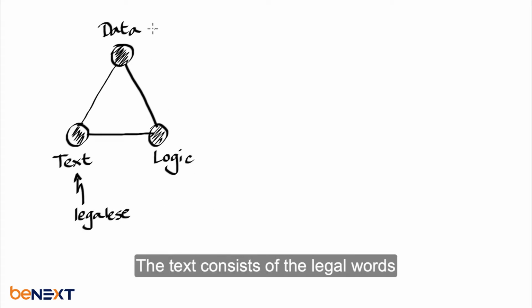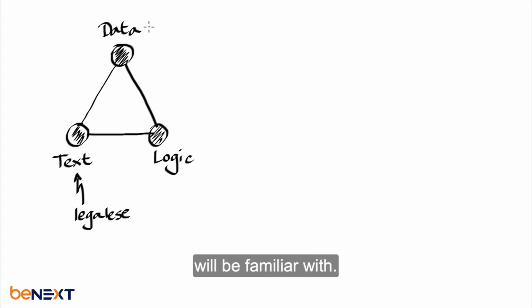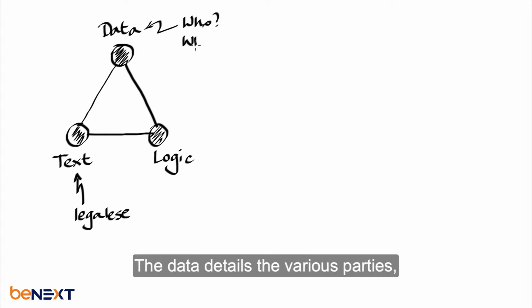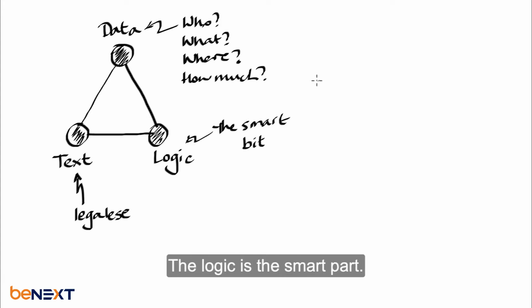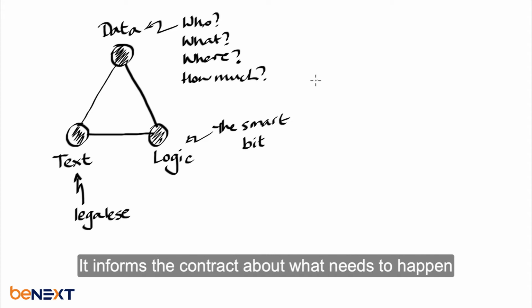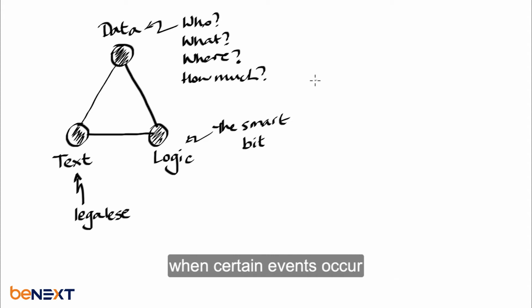The text consists of the legal words that many people, and every lawyer, will be familiar with. The data details the various parties, dates, locations, pricing, etc. Any information that is specific to the particular agreement. The logic is the smart part. It informs the contract about what needs to happen when certain events occur, or when specific triggers are fired.